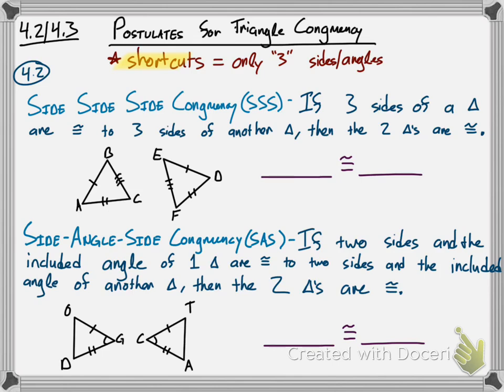Our first shortcut is called side-side-side congruency. A lot of times you'll see SSS. And here this theorem states, if 3 sides of a triangle are congruent to 3 sides of another triangle, then the 2 triangles are congruent. So here it states we only need all 3 sides of our triangles to be congruent. We don't need the angles. So our shortcut here is side, side, side.